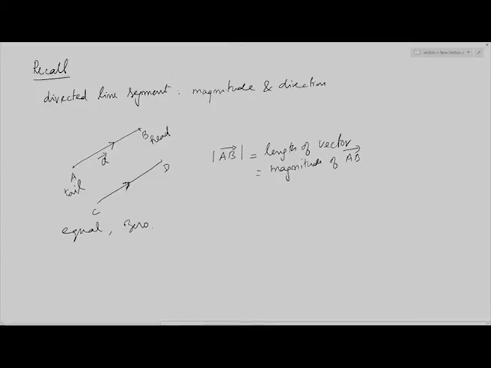And also we have seen the unit vector. When the length is equal to 1, it is called a unit vector. So, from any vector we can always find a vector with unit length.